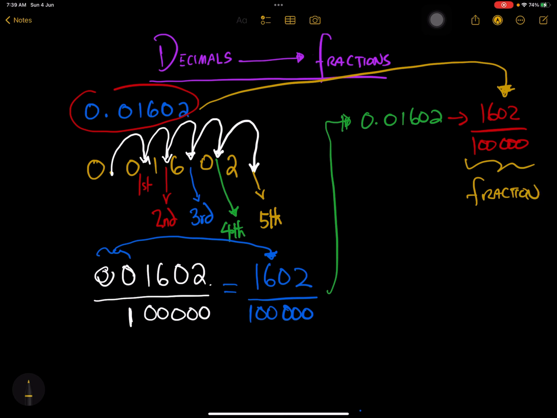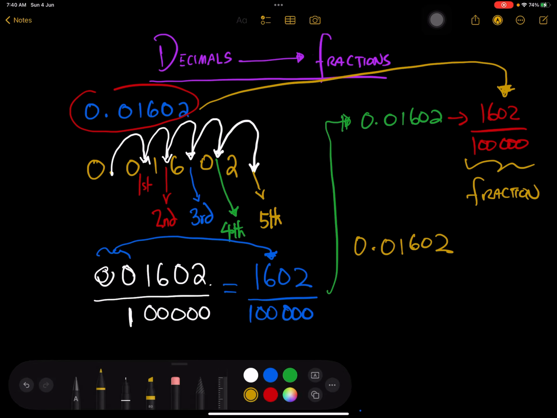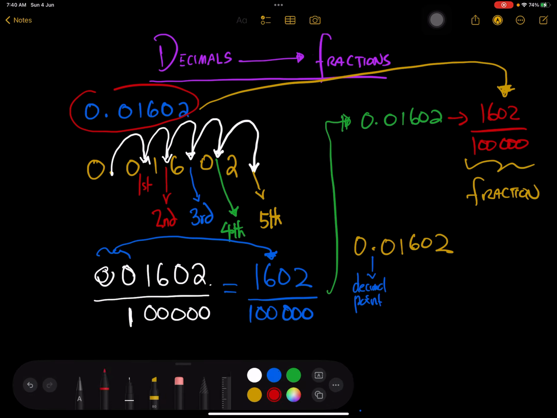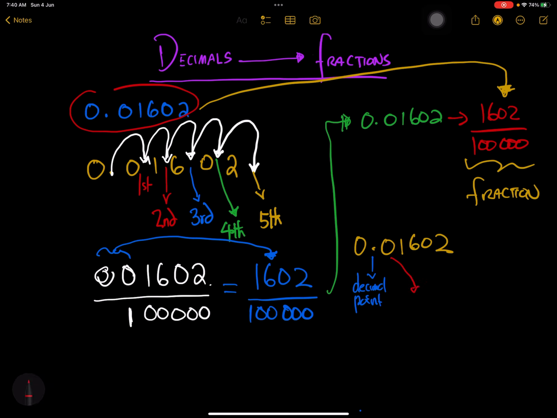Right now, I'm going to quickly share with you what we call decimal places. We're still going to use 0.01602. What is our decimal point? This is our decimal point. Now, the first number or figure right after the decimal point is the first decimal place. So here we will call this our first decimal place.